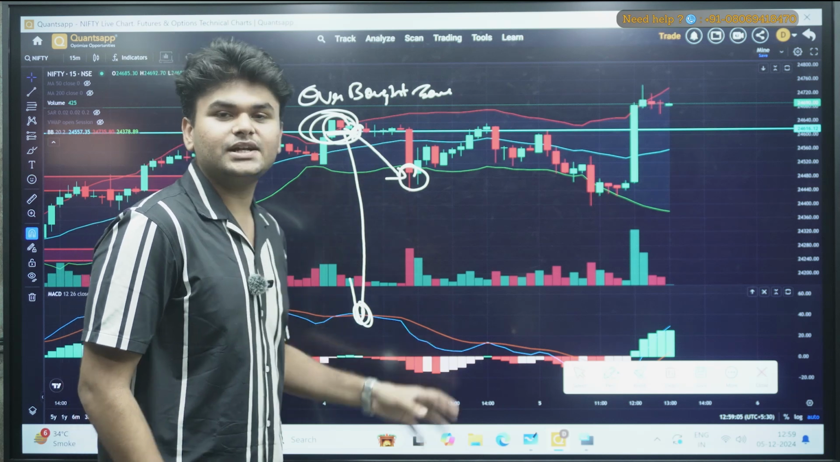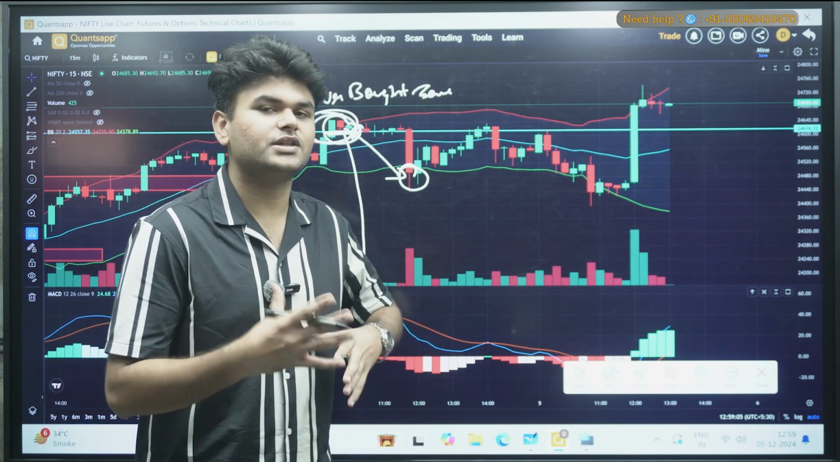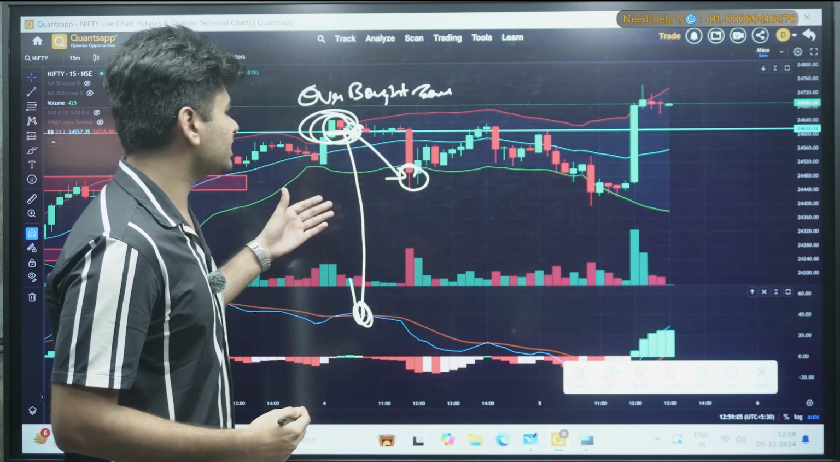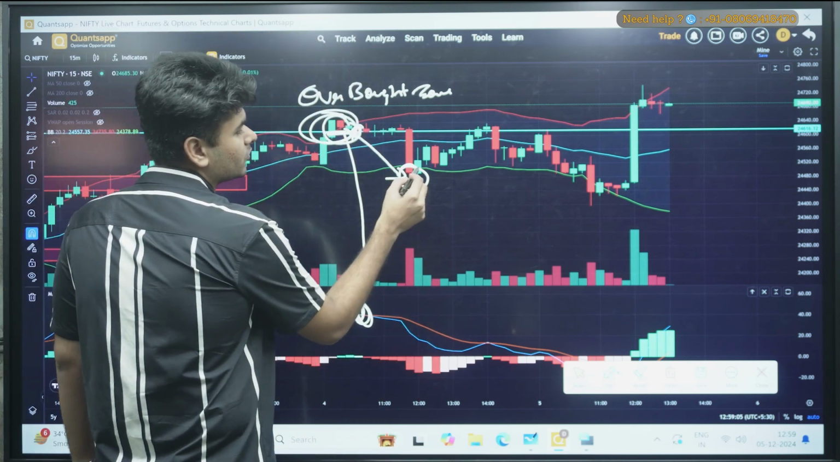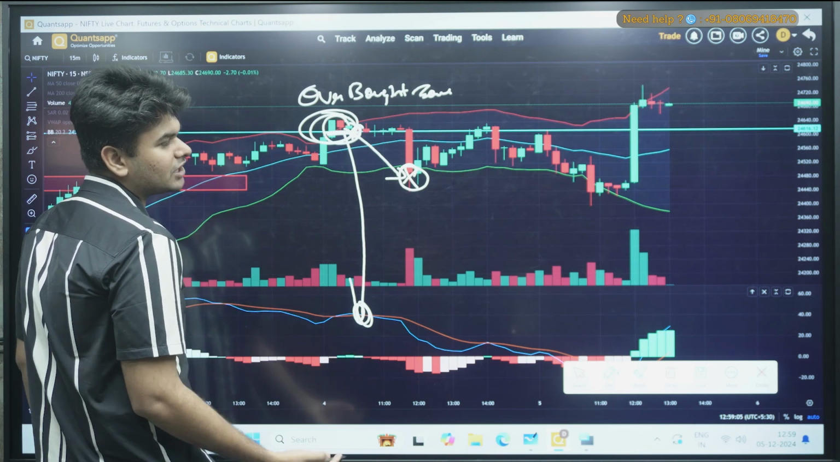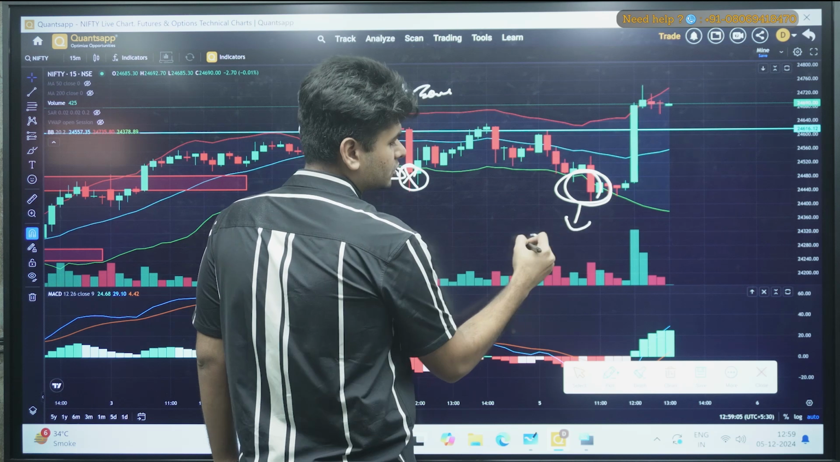So you don't need to go for a specific target. You don't need to go for some other indications to help you take an exit. Your exit can be simply wherever the support zone is being broken. Now your next trade would have come here, when we are in an oversold zone.